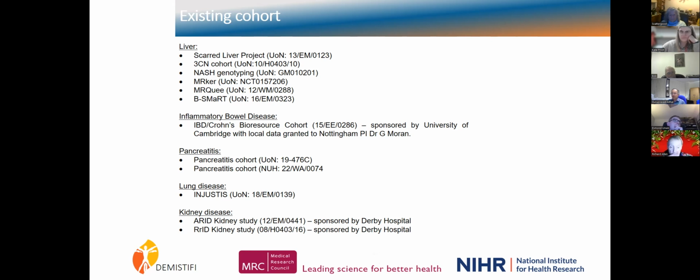So we have got ethical approval to link these databases, anonymized already, and see whether there is any common answer to a question that comes up when you combine these data sets. So liver fibrosis, inflammatory bowel disease causes intestinal fibrosis, chronic pancreatitis causes pancreatic fibrosis, lung fibrosis, and chronic kidney disease causes kidney fibrosis.